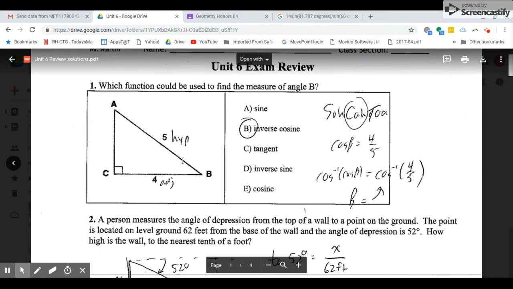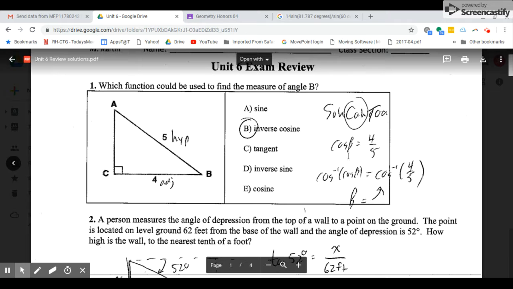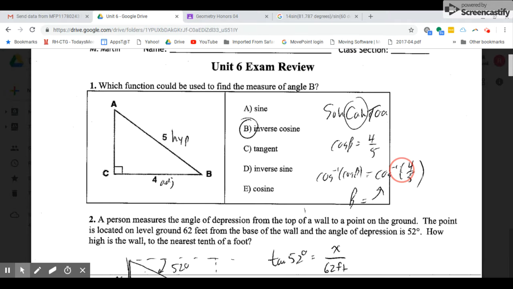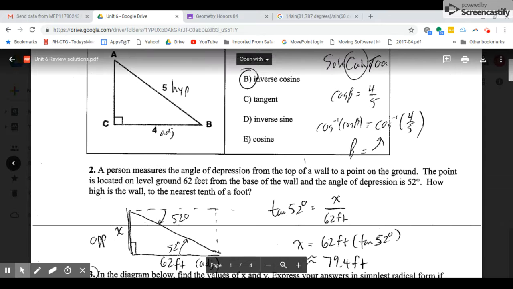Remember, to help you out, label these sides according to the angle that you're trying to find, right? Looking for angle B. The opposite side is over here. The opposite of the right angle is the hypotenuse, and the one next to B, but not the hypotenuse, is the adjacent. So we have the adjacent and hypotenuse. We would use cosine and then use inverse cosine to actually find the angle, okay? So the best answer there is B. At some point you'd have to use inverse cosine, but you would start with the cosine.